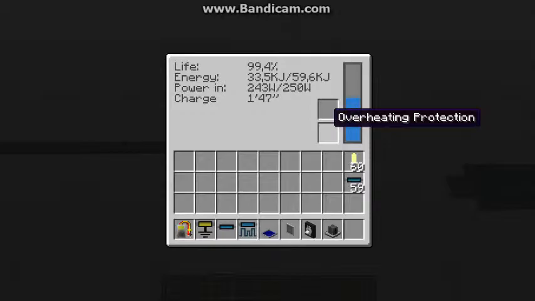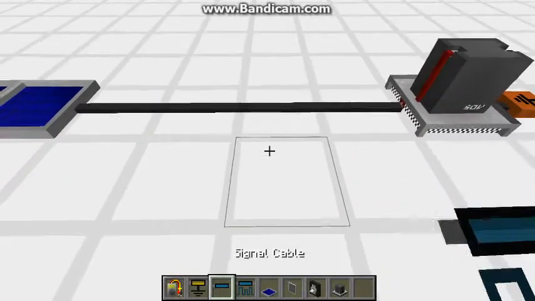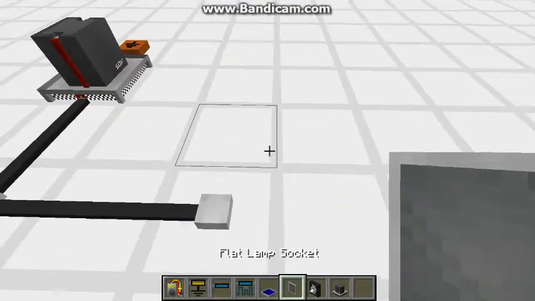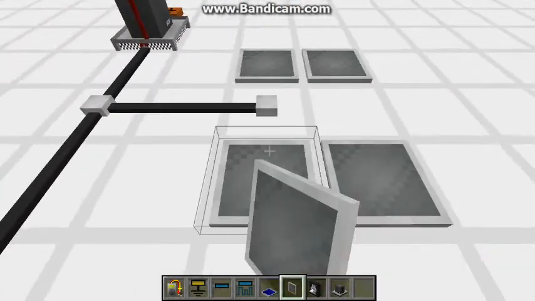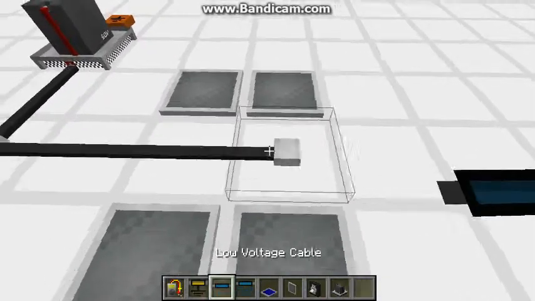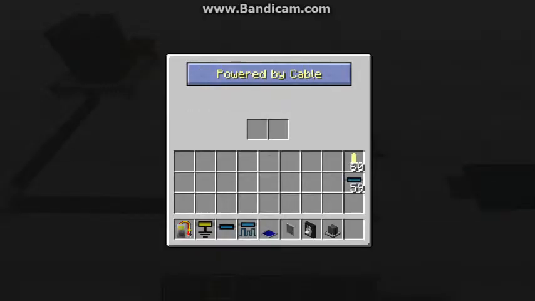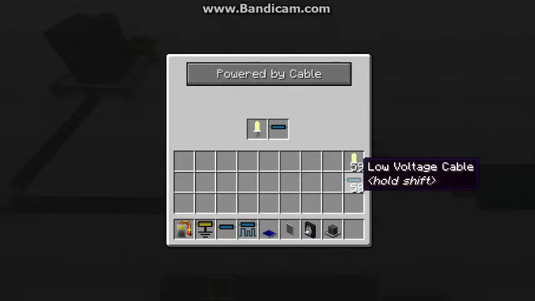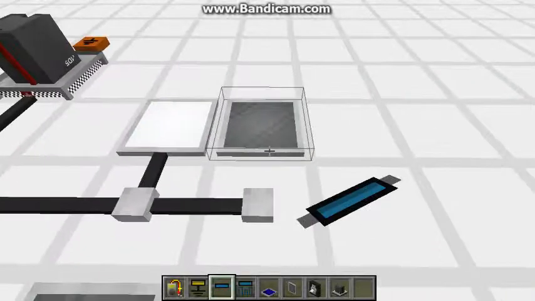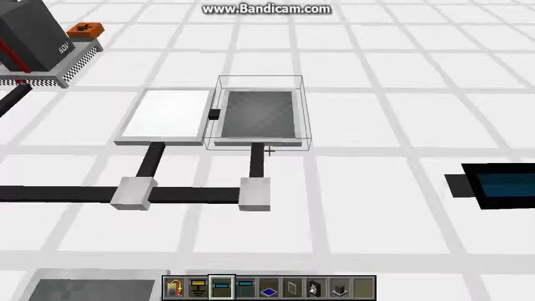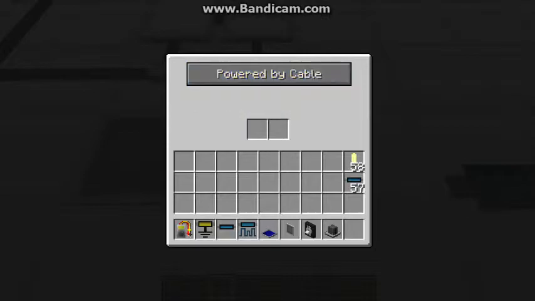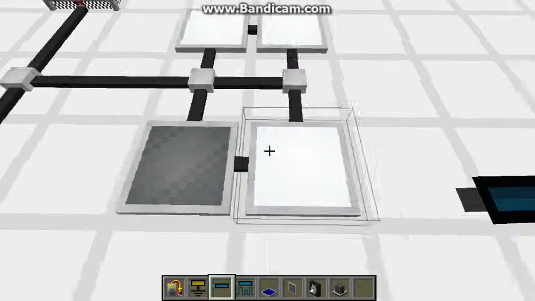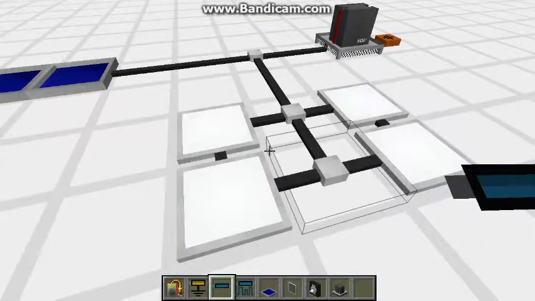We have an overvoltage protection slot and overheating protection slot. We're not going to use it. We are splitting the cable, okay, and hooking up 1, 2, 3, 4 lights. Click the lights, powered by cable, shift with a 50 volt economic light bulb and a low voltage cable. Okay, say here, yes, say here. Please pause it if you're not really sure what I'm doing and rewind it.